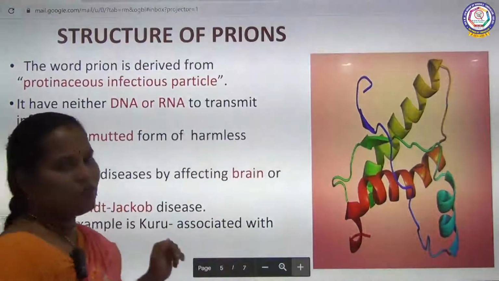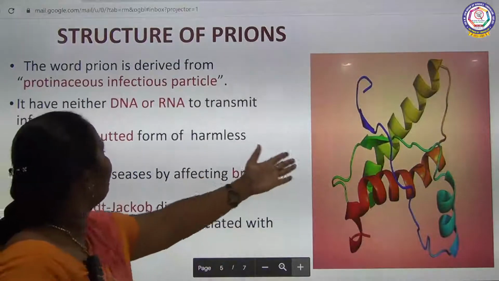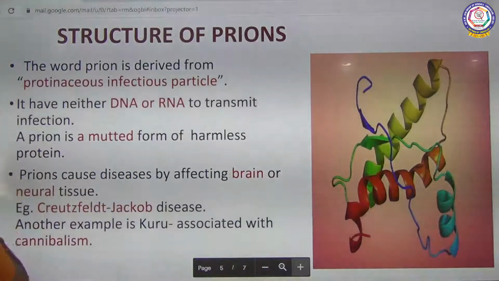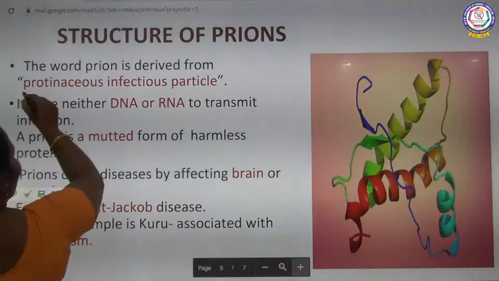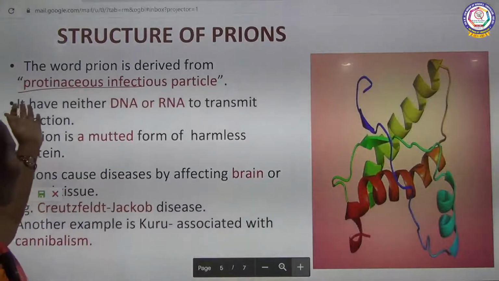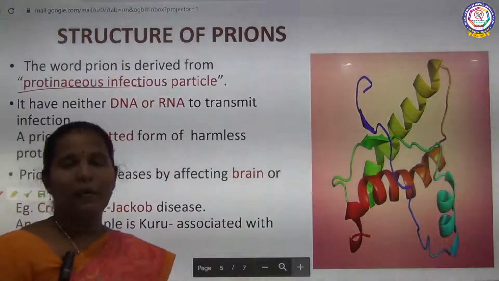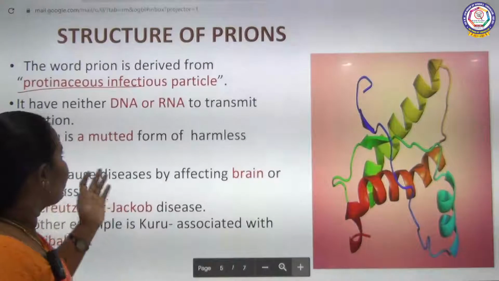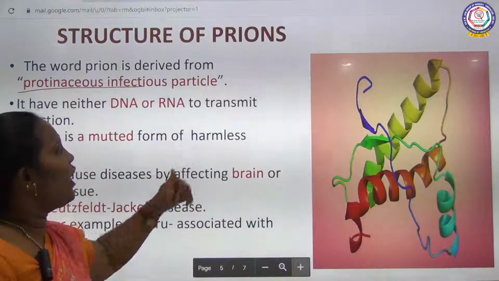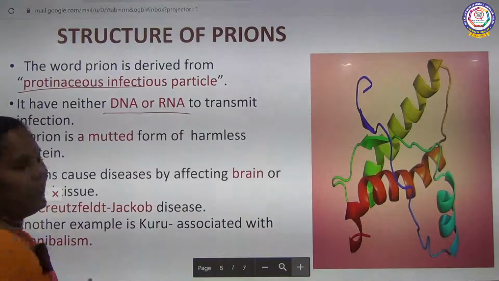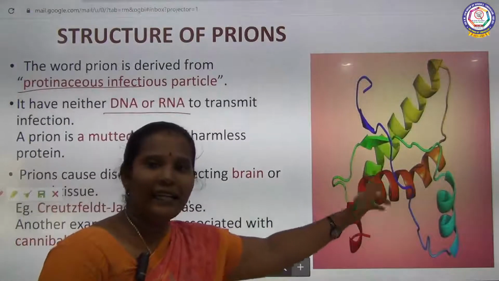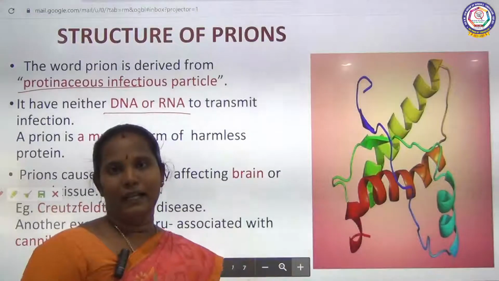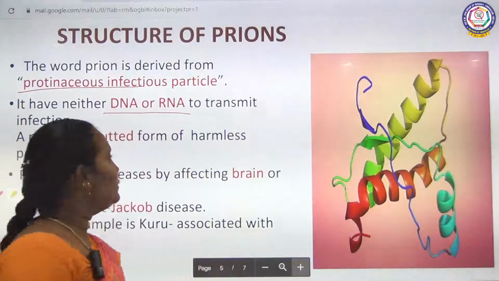First, we have to see the structure of prions. What does prion mean? The word prion is derived from proteinaceous infectious particles. It has neither DNA nor RNA as genetic material. DNA and RNA are genetic particles, but a prion has neither. It is an infectious particle.